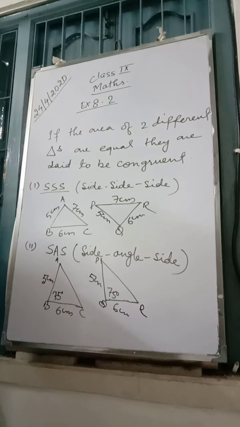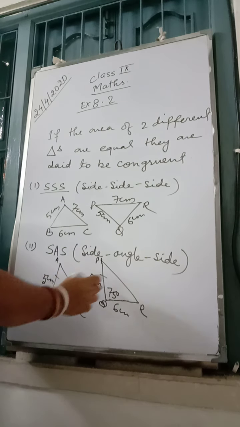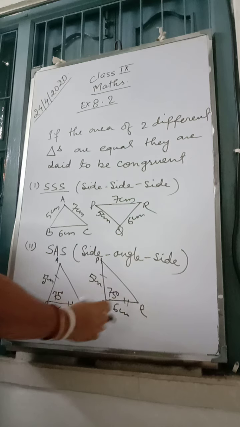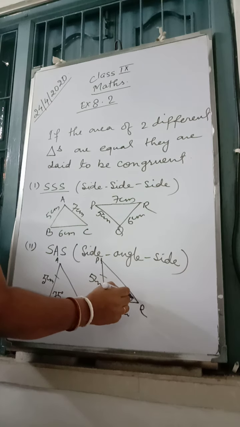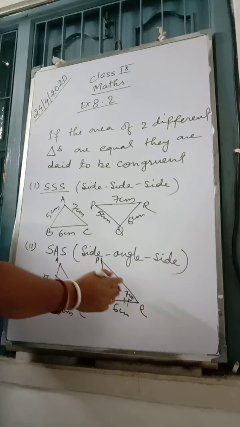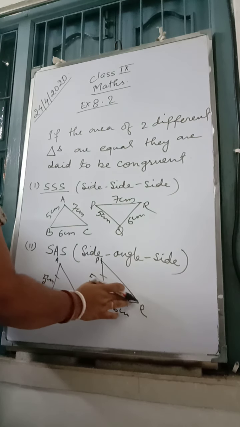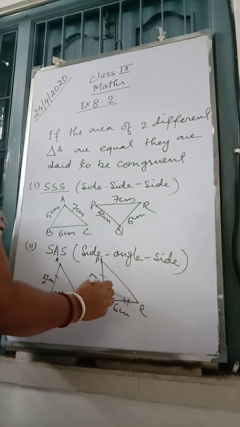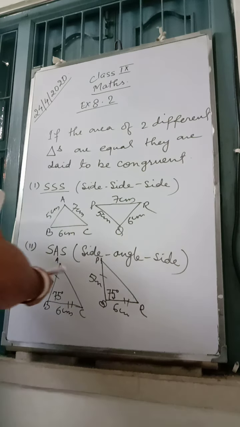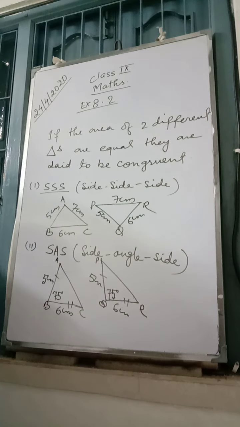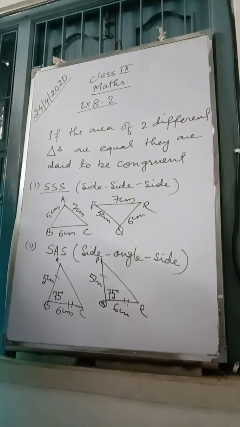Then the triangles are congruent. This is equal, this is equal, this is equal. But if this 75 degree is here instead, then they are not equal, they are not congruent. So always keep it in mind, two sides and the included angle should be equal. Then the triangles are called congruent according to the SAS condition.